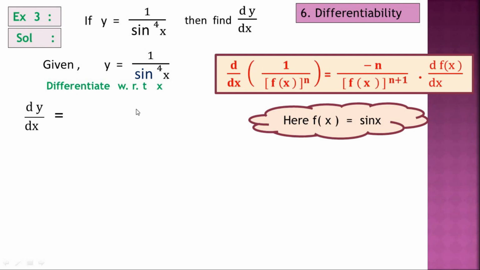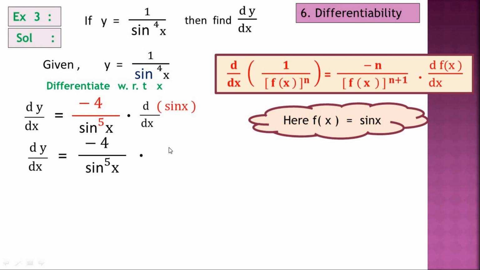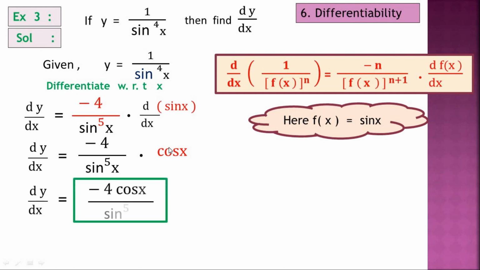4 is the n, therefore minus 4 divided by sine to the power, if you add 1 it becomes 5. So d by dx of sin x. You know the derivative of sin x is cos x. So rewriting this, we get minus 4 cos x divided by sin raised to 5 x variable. So this is the derivative of the given function. I hope you are getting, students, how to write the derivative for this type of example.